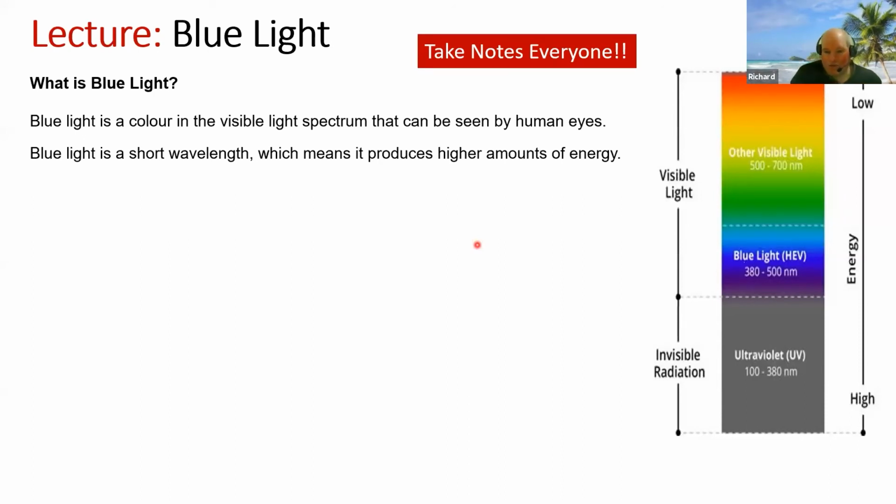Now, we were just talking about blue light and the dangers of it before we started. So this will be very interesting. So what is blue light? Blue light is a color in the visible light spectrum that can be seen by human eyes. Blue light is a short wavelength, which means it produces higher amounts of energy.